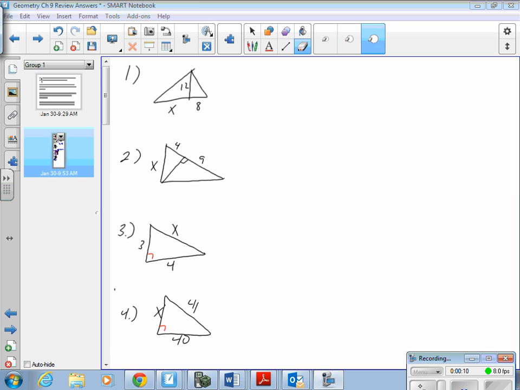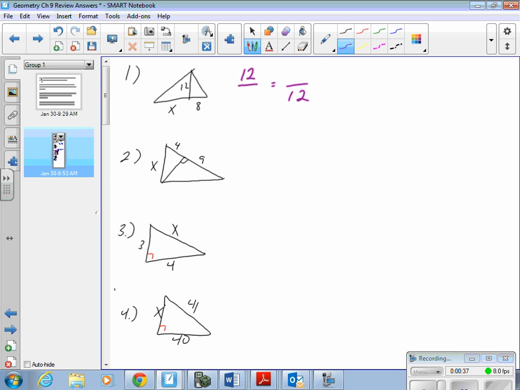So number one here, we are looking at the fact that we've got an altitude in that right triangle. And if we remember right, the altitude is the geometric mean of the two parts of the hypotenuse that it splits it into. And so that tells us that 12, being the length of the altitude, should go on the top on one side of the proportion and on the bottom on the other. And then the parts of the hypotenuse that it splits it into go in the other spots, so the x and the 8.